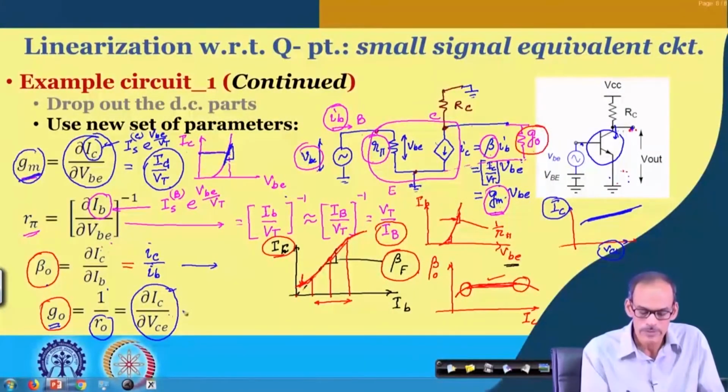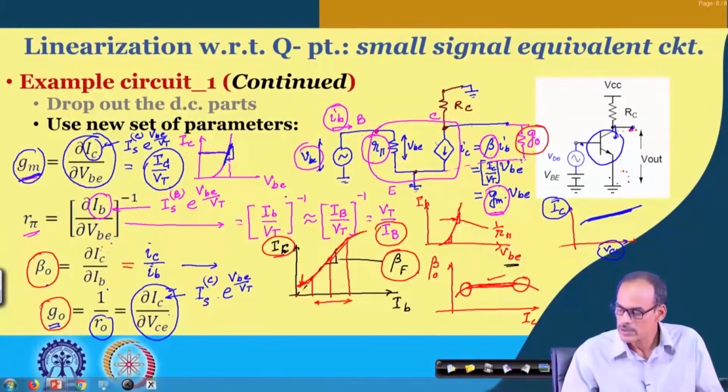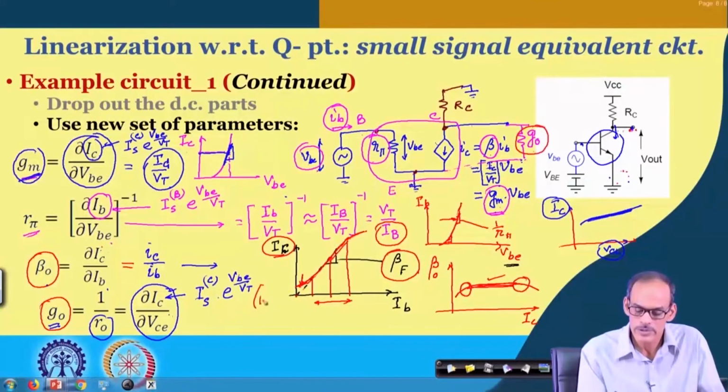To get the expression for this part, you require the expression for Ic: Is into e to the power Vbe by Vt. Now I have to consider this additional factor, namely 1 plus VCE by VA. Then only will this part be non-zero.